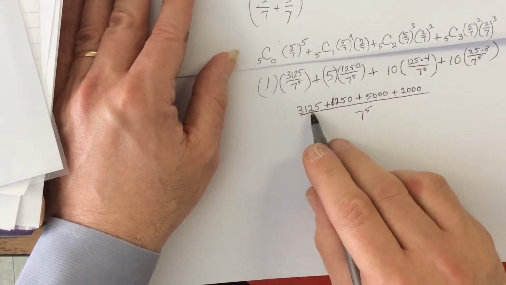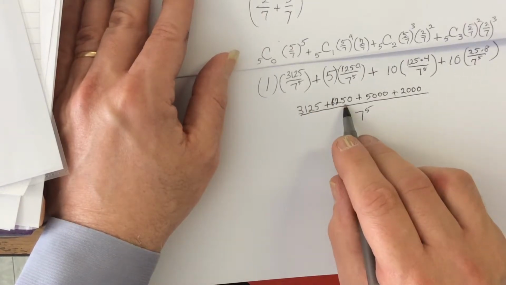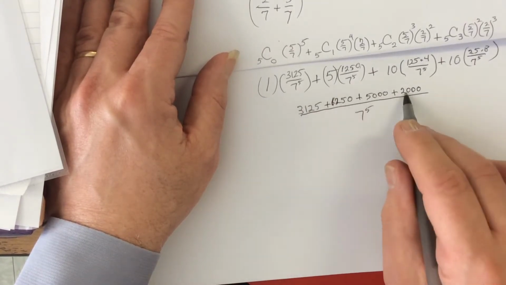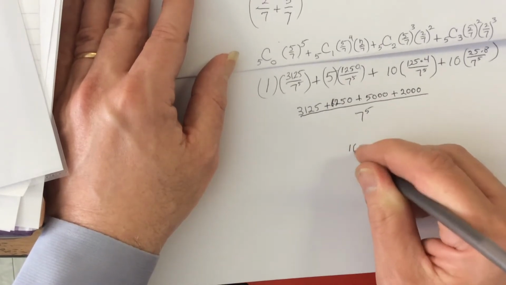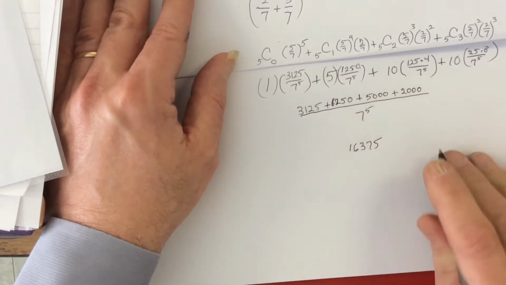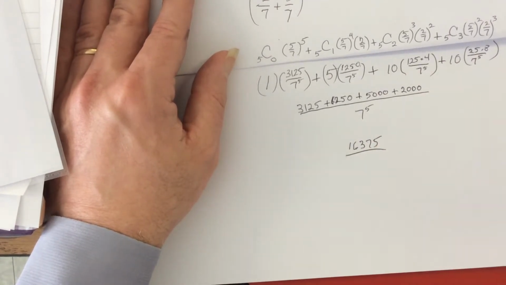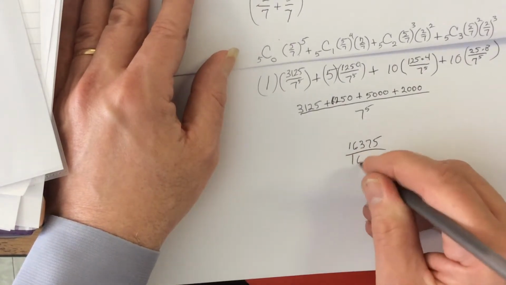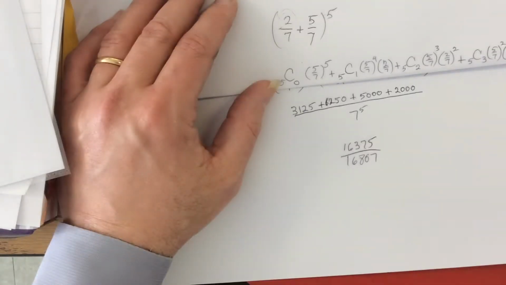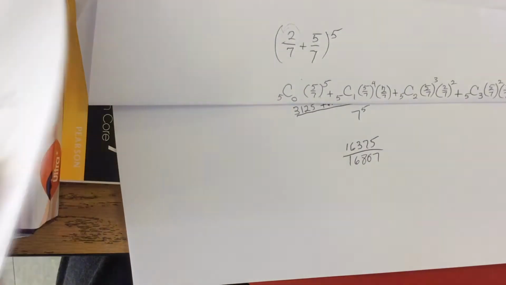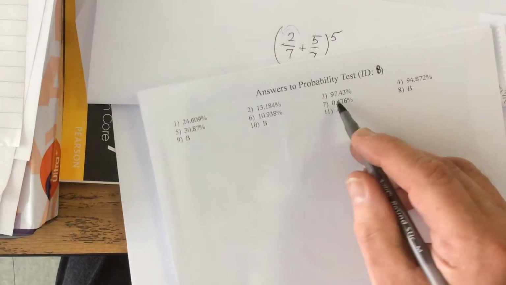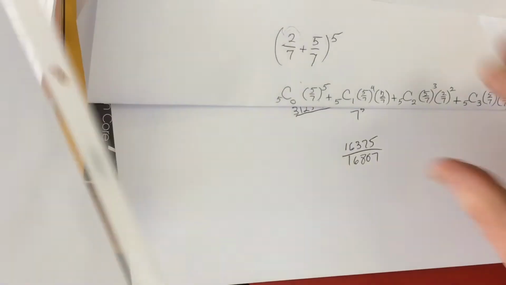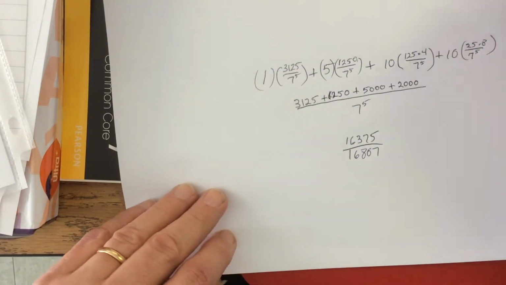This is 375, 9, 11, 16, 375 divided by 7 to the 5th, which is 16,807. 97.4296, and that is what we were looking for. So that's that one.